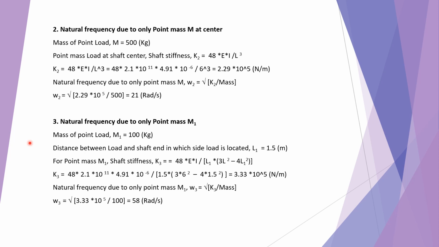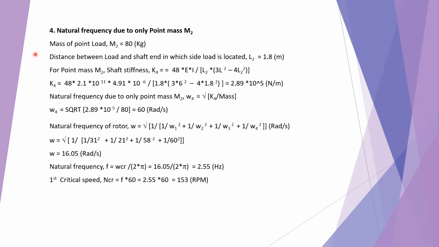Now point number 3, natural frequency due to only point mass M1. So the mass of point load M1 is 100 kg, and the distance between the load and the shaft end, that is the left hand side, L1, is 1.5 meter. So the stiffness K3 for point mass M1 can be written as 48 EI upon L1 × (3L² − 4L1²). So K3 is 3.33 × 10^5 Newton per meter. So natural frequency due to only point mass M1, omega 3, is 58 radian per second.